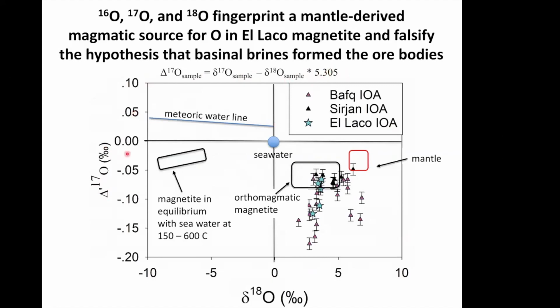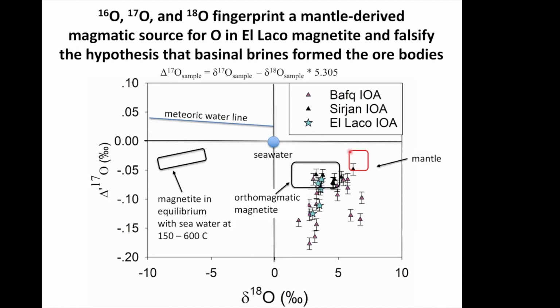So on this diagram, we've got cap delta 17 versus delta 18O oxygen. Here at 0 and 0 would be seawater. Here's the meteoric water line. And over here with the stars are data for magnetite from Laco Norte. In the background in black and purple, or whatever that color is to you, are data from a recent paper in Geology for magnetite from iron oxide-apatite deposits in Iran.